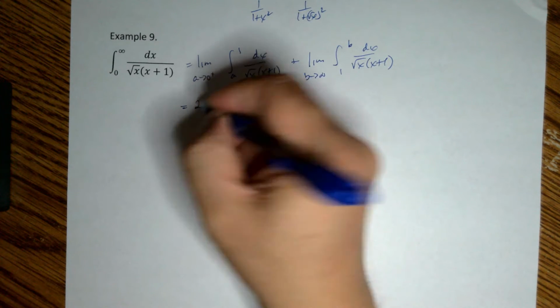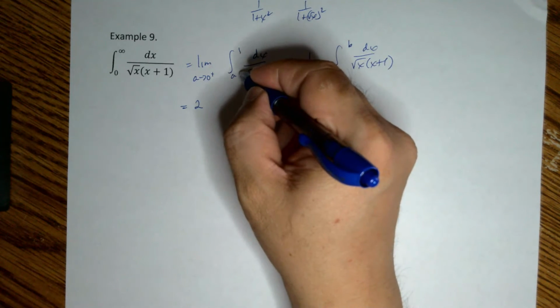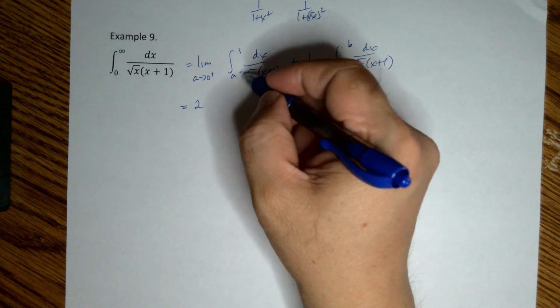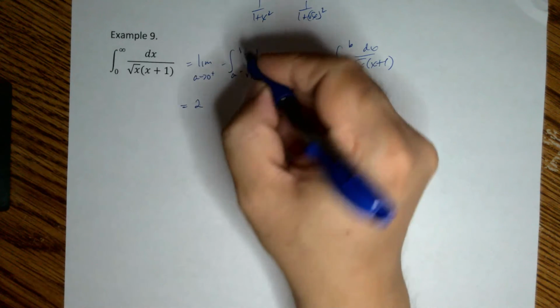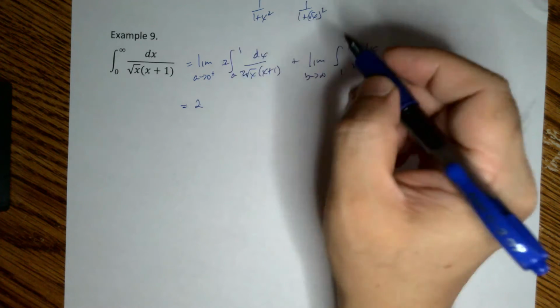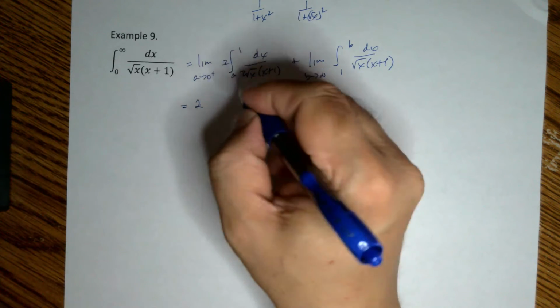So I'm going to put a 2 out here. To compensate for that 2, I'm going to put a 2 out here. Since you're probably not following this at all, don't worry about it. I needed a 2.